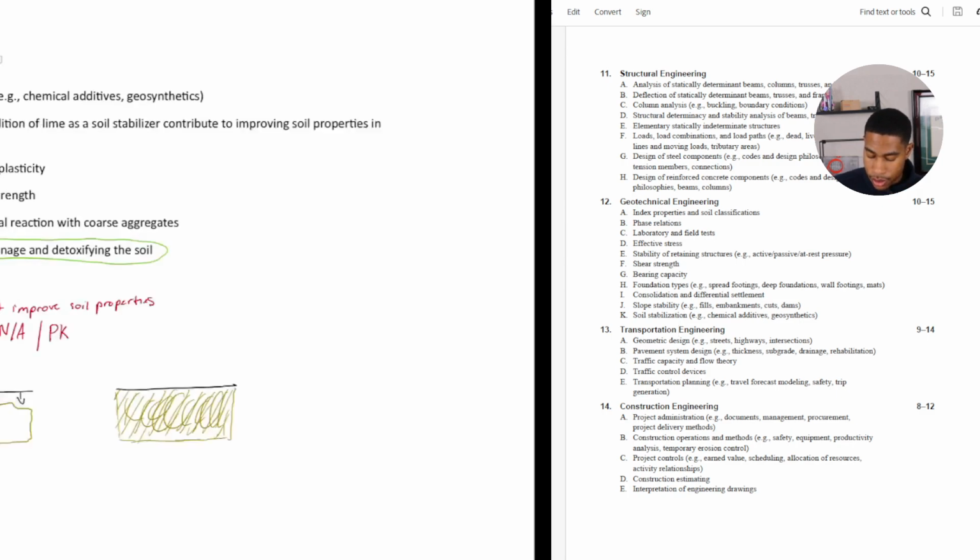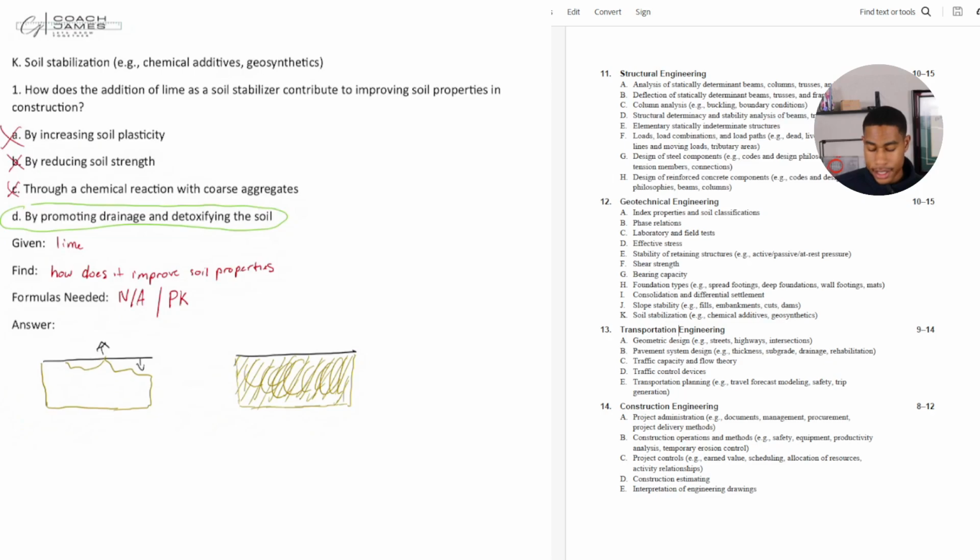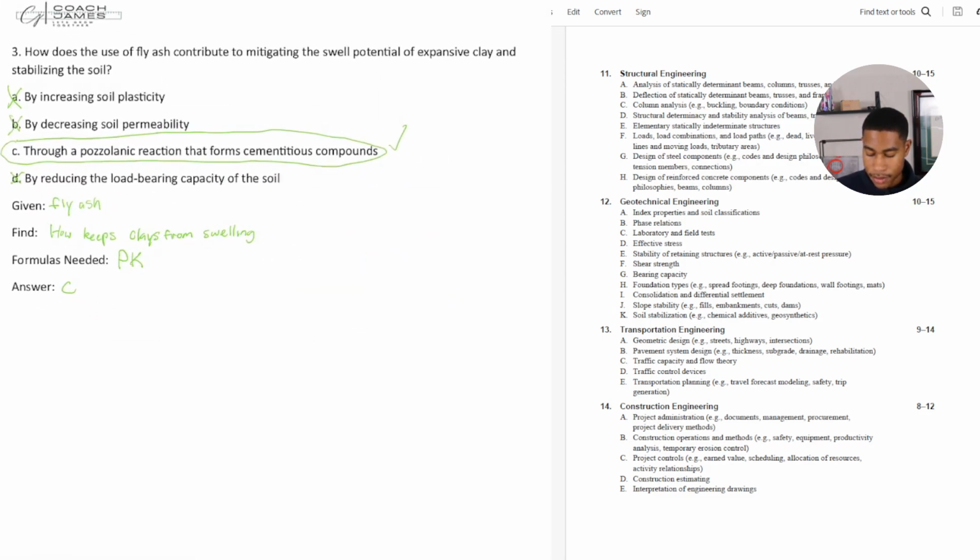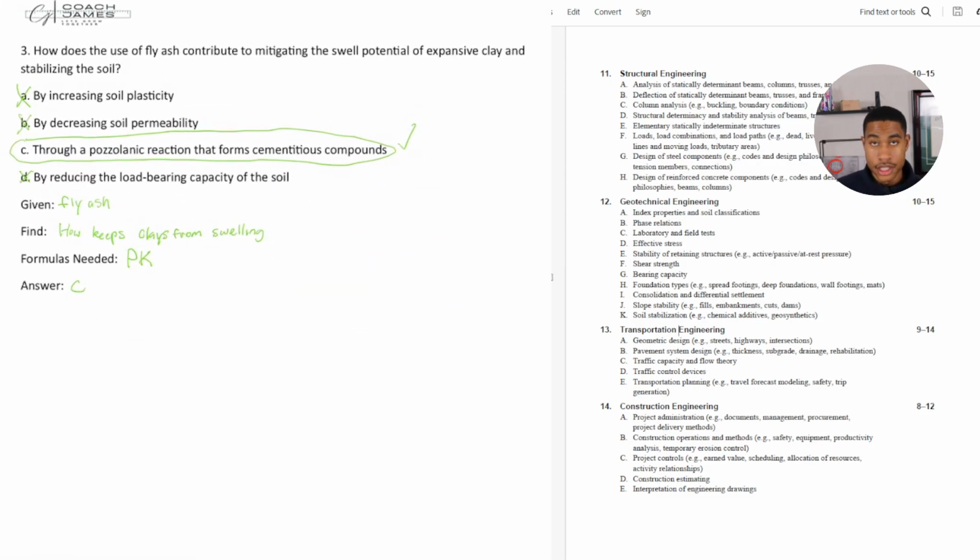So this concludes soil stabilization. When you're dealing with soil stabilization, you're dealing with materials that can hopefully help the soil become more stable. So you can use things like lime, like fly ash, these different things to get you to that point. So that concludes the geotechnical engineering section. In the next section, we'll be looking at transportation engineering. So I'll see you in the next video.